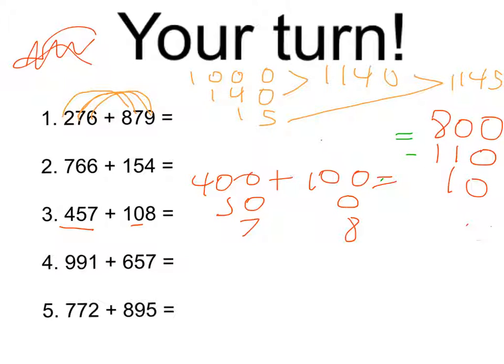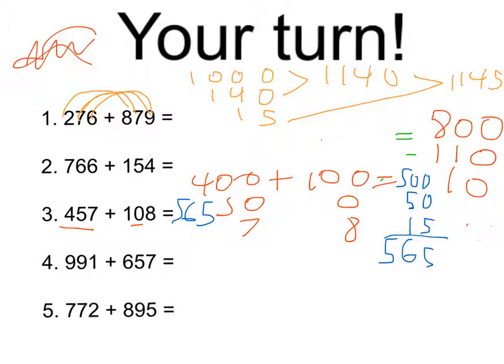Okay, 400 plus 100 is 500. So fit that in. Good. 50 plus nothing is still 50. 7 plus 8 is 15. And then I can add these together. And I get 565. Cool. Okay. Next one.